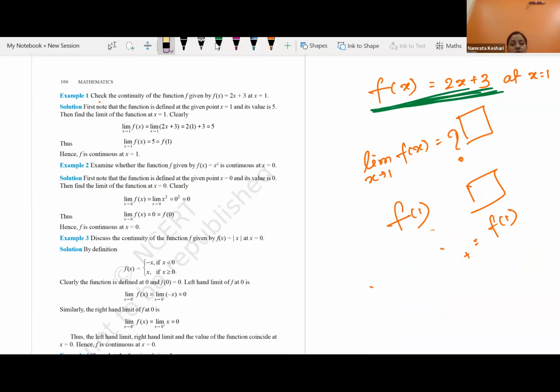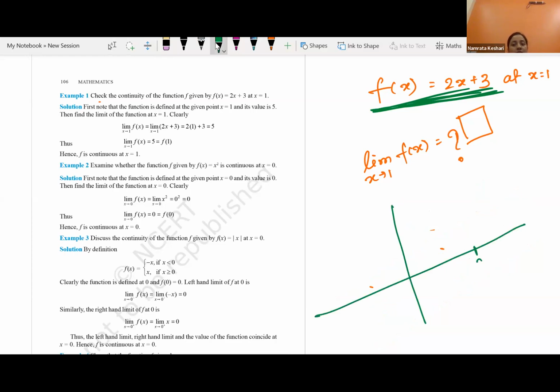Okay, let's start with the solution. In continuity, we have one and only one concept. You should understand the graphical aspect also, that wherever x is 1, from the left of 1, the y value should try approaching the same number. From the right of 1, y approaches the same number. And at 1 also, y is approaching the same number.